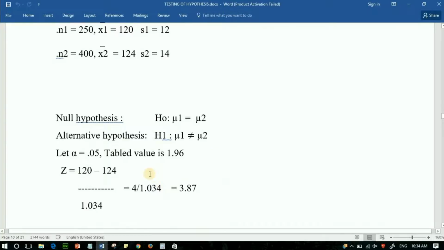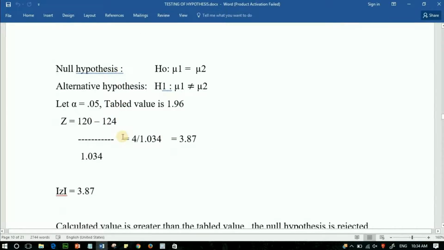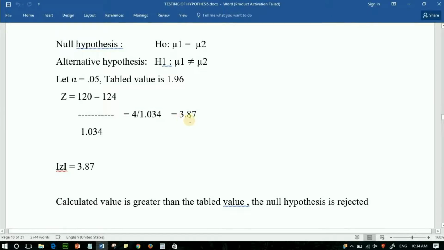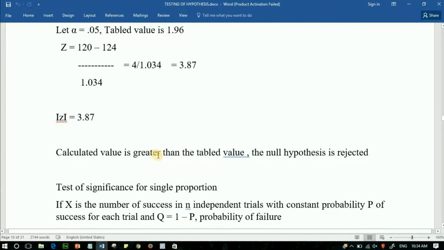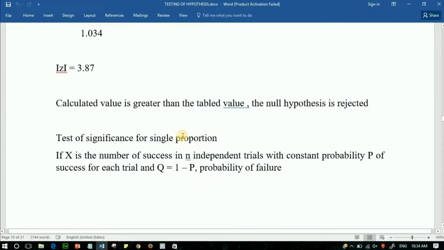So Z is equal to x1 bar minus x2 bar divided by the standard error. By applying the formula we get 1.034, so the answer is 3.87. So here also 3.87 is the calculated value. The table value is 1.96, and the calculated value is greater than the table value. So the null hypothesis is rejected. Therefore, there is a difference between the means of the two samples.